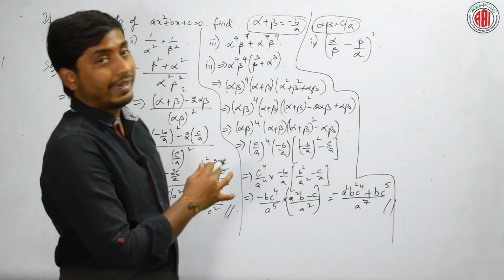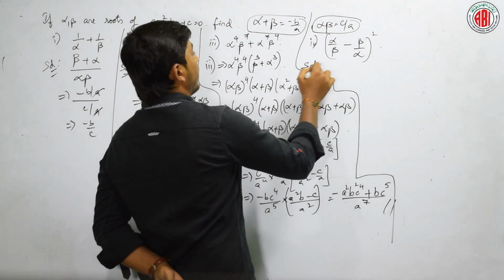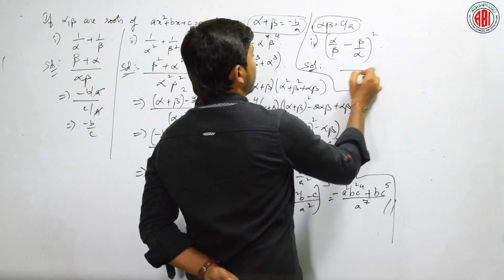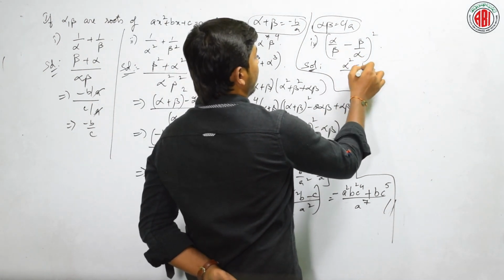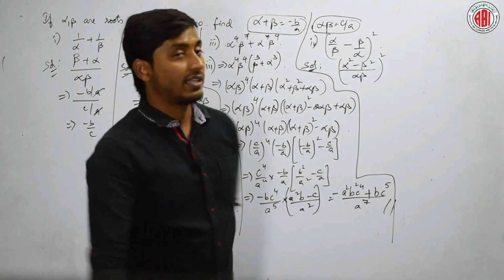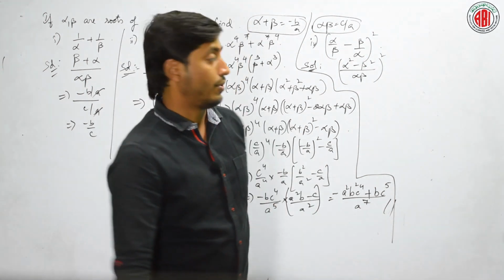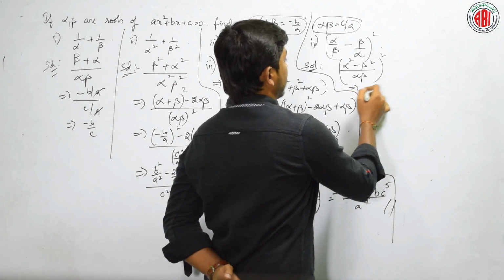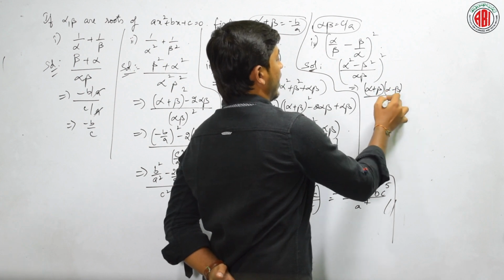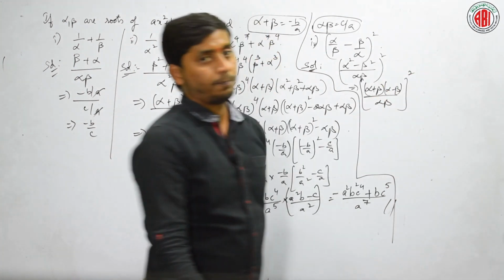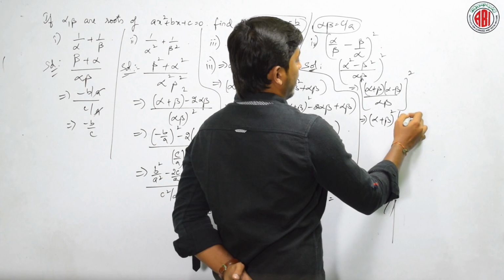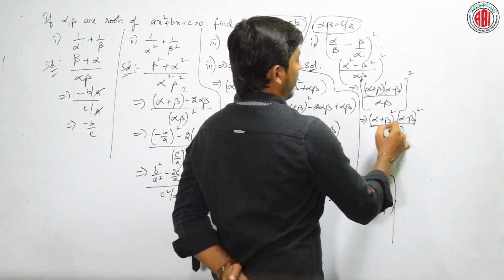Fine. Next, the last question: alpha by beta minus beta by alpha, whole square. So, let us take LCM there. We will get alpha beta as LCM, and there alpha square minus beta square whole square. Clear? Do we have a formula for alpha square minus beta square? No, right? So, we will write it as alpha plus beta into alpha minus beta, whole by alpha beta whole square. Clear? Let us separate everything. That will be alpha plus beta whole square, alpha minus beta whole square by alpha beta whole square.